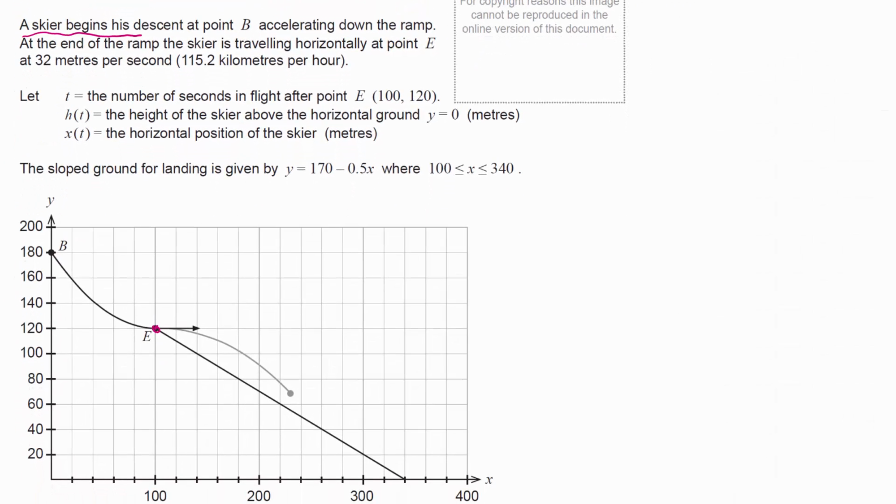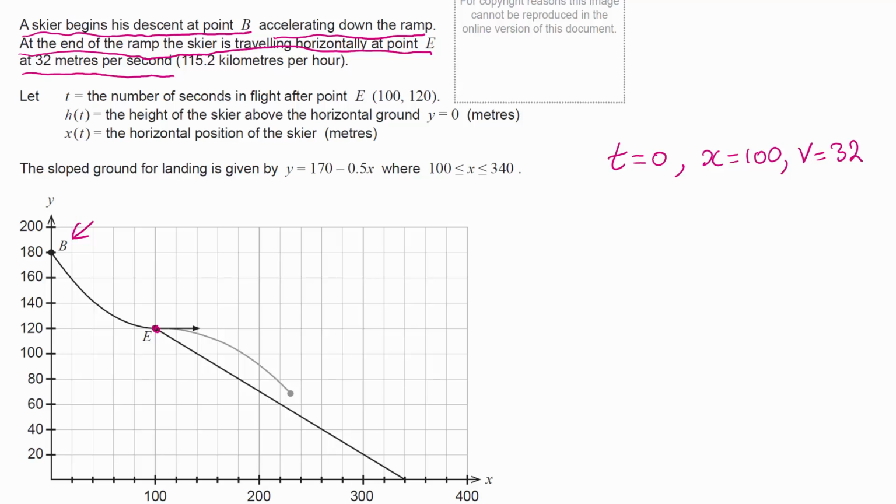A skier begins his descent at point B, which we can see on the graph here. Accelerating down the ramp, at the end of the ramp, the skier is traveling horizontally at point E at 32 meters per second. So we start measuring time there. t is equal to 0. Note that x is equal to 100 and v is equal to 32. So t is the number of seconds in flight after that point, which we've already sort of acknowledged here.